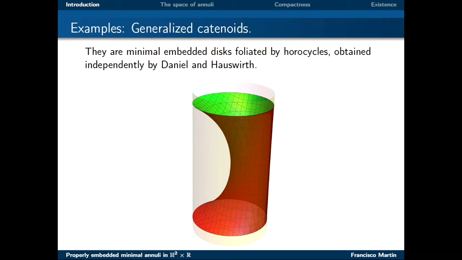Now, this example is not an annulus anymore. In the compactification it's an annulus, but in H2 cross R, it's a disk. And the ideal boundary consists of a cycle at height pi, a cycle at height 0, and a vertical segment that you can appreciate in the picture, connecting the two cycles.